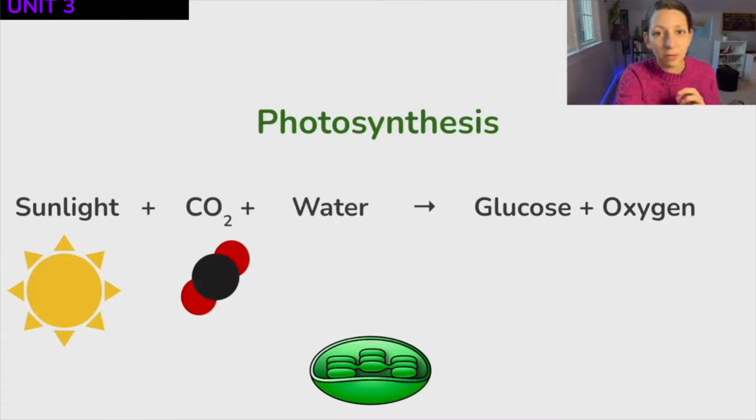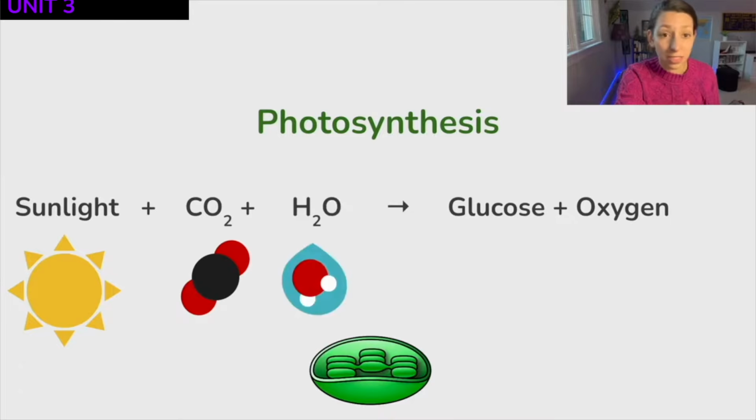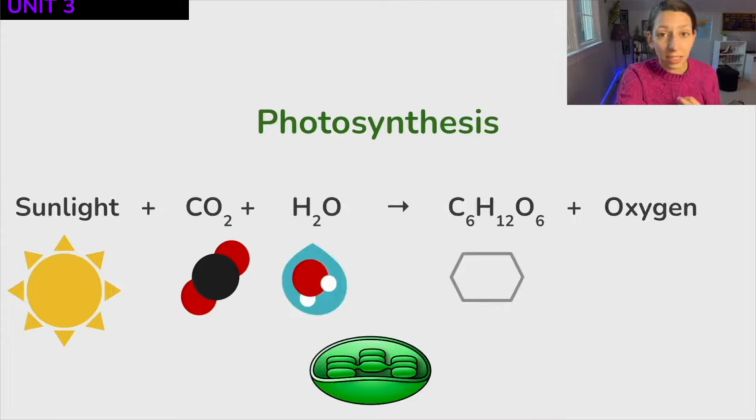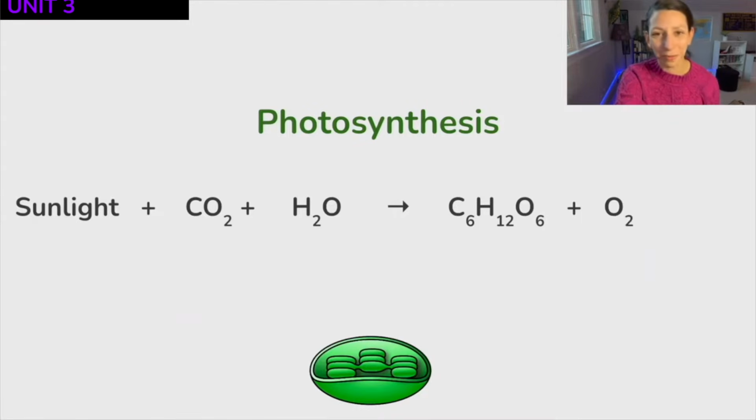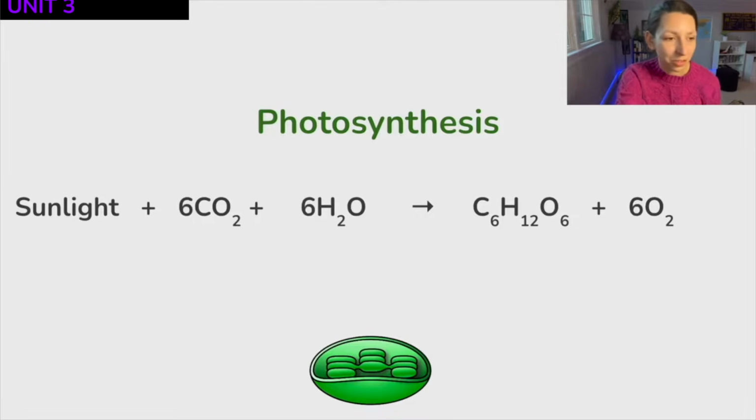Carbon dioxide can also be abbreviated as CO2, C for carbon, O for oxygen, meaning there's 2 atoms of oxygen and 1 atom of carbon in each carbon dioxide molecule. Water, of course, is H2O, and glucose is C6H12O6, and oxygen, of course, is O2. So this is our full equation for photosynthesis, not balanced. Sometimes you'll see the 6's in front of these molecules to make the balanced equation.